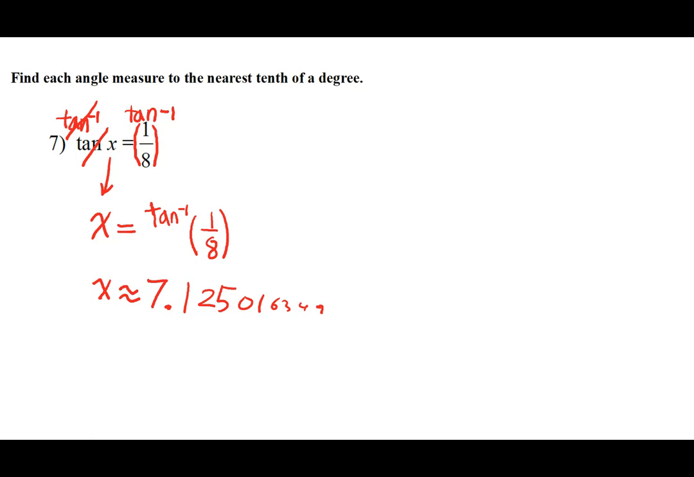And then we want to keep it to the 10th place this time. That means the first number after the decimal point. So you're going to keep 7.1, and then the number after it is 2, so you don't round up, it's just 7.1. Just keep that. Okay, that's the 10th place.